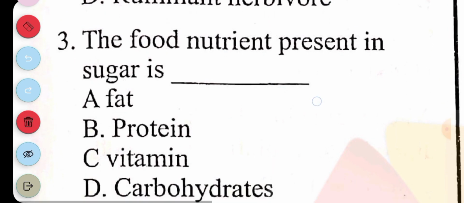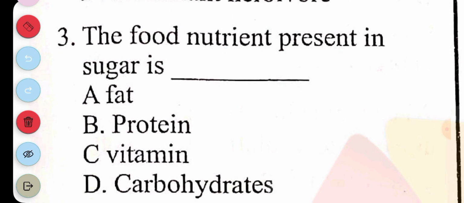Question number three. The food nutrient present in sugar is A, fat; B, protein; C, vitamin; D, carbohydrates. The correct answer to this is D, carbohydrate.